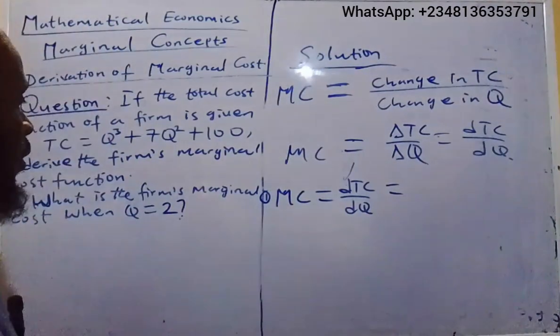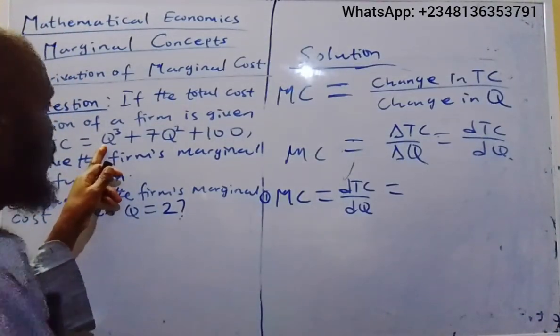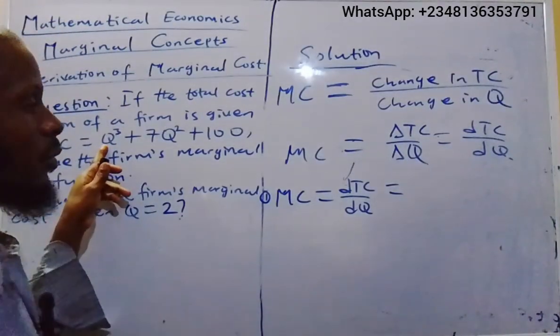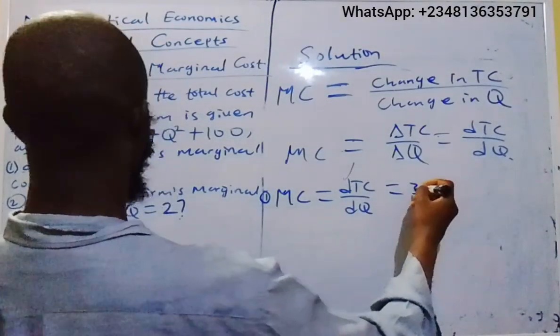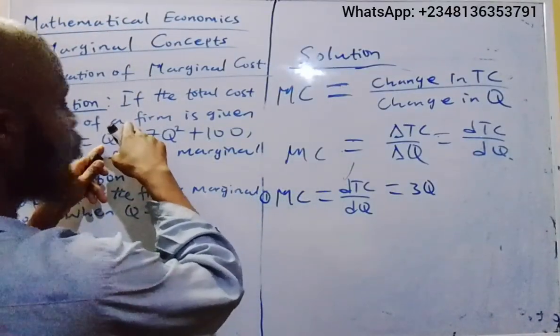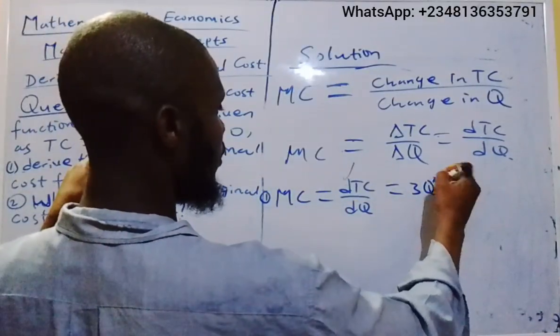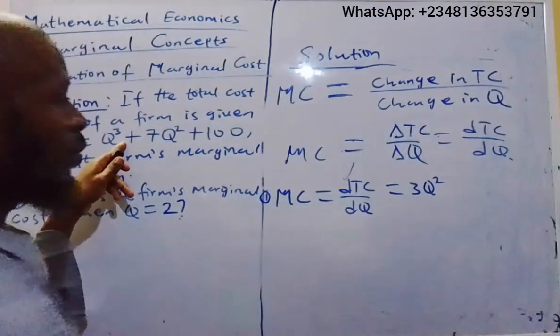Now, let's start from the first part. When we differentiate this Q raised to 3, you bring down the power. So that is 3. Then we have Q multiplied by the power minus 1. That is 2. 3 becomes 2 when you remove 1 from it. We are done with that.